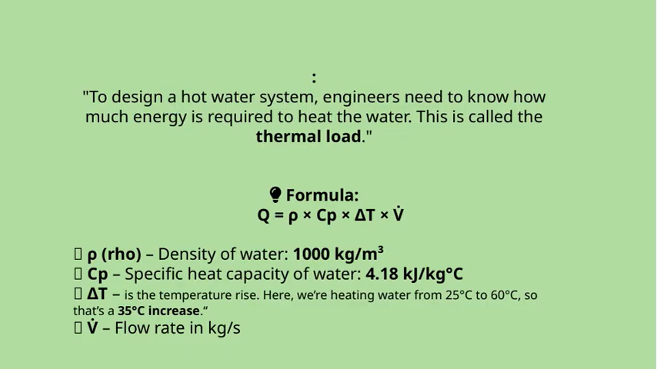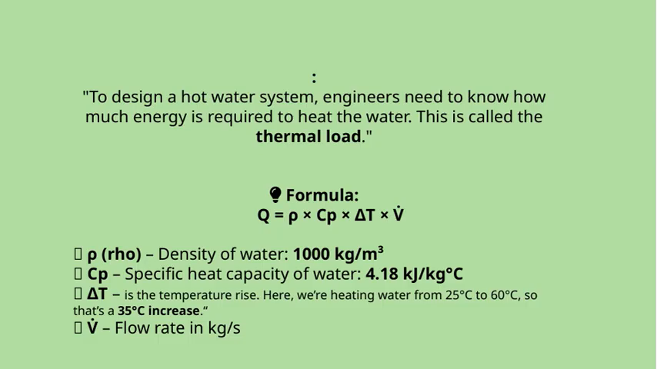To design a hot water system, engineers first need to determine how much energy is required to heat the water. This is what we call the thermal load. Essentially, it's about understanding the amount of energy needed to bring the water to the desired temperature. Now, to calculate this, we use a specific formula. Q equals rho times Cp times delta T times F.